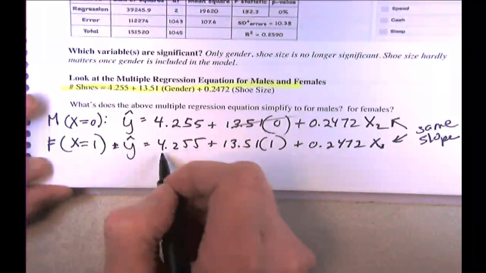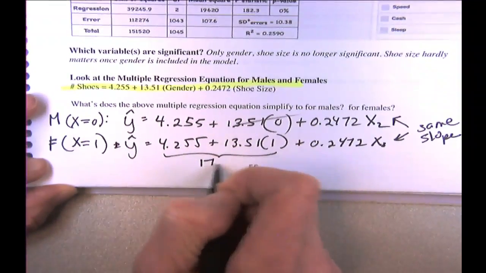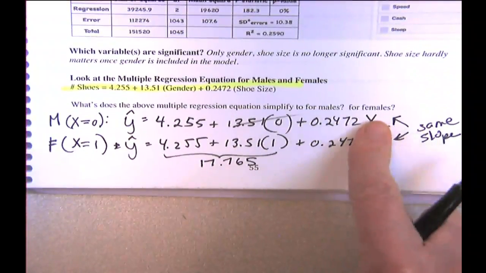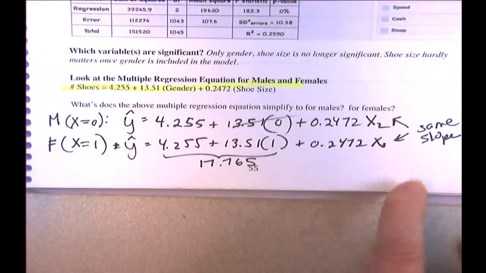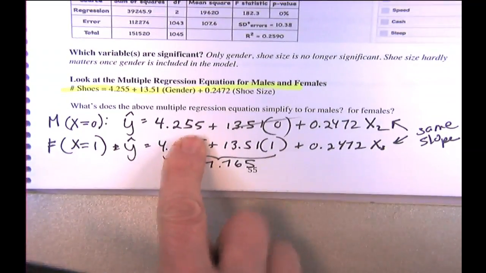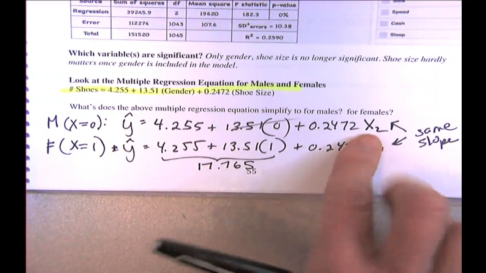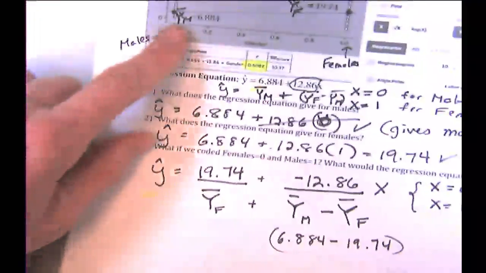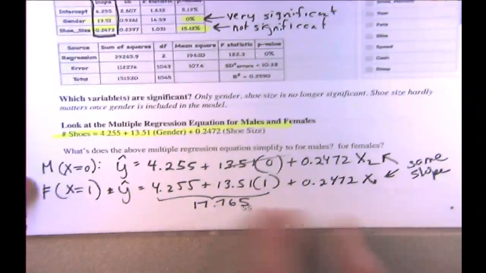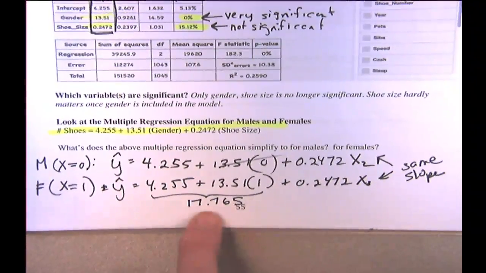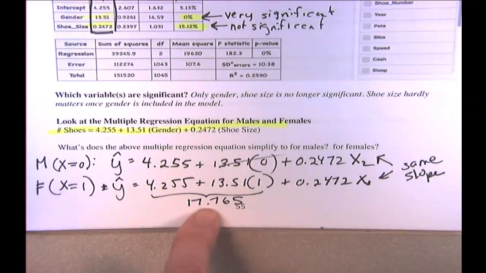So what's this together? This together is 17.765. And if you looked at the average for guys, they're about 10, the average shoe size. So if you add 4.255 plus 2.472, it was about 10. You get about 6. You get about the average there. And if you do the same for females, I think the average was 8, so plug in an 8, about 8 times that plus this, you'll get about 19.74.